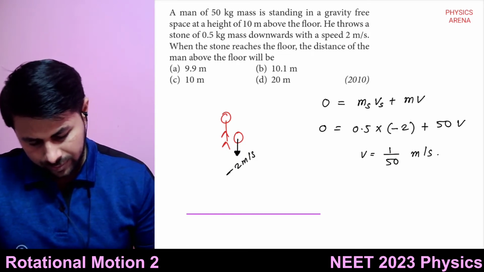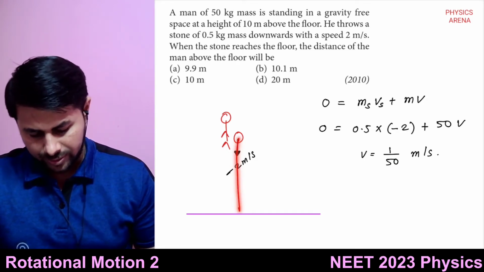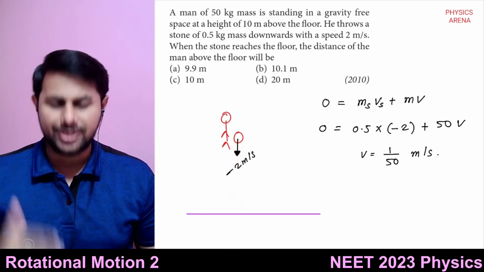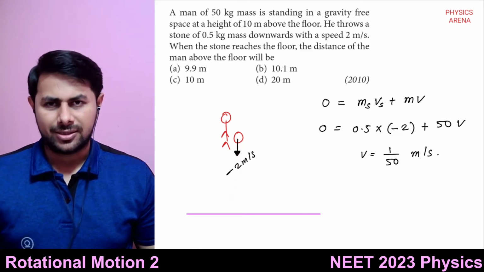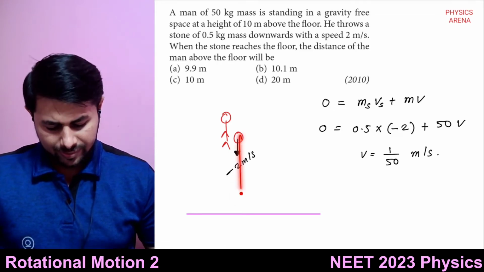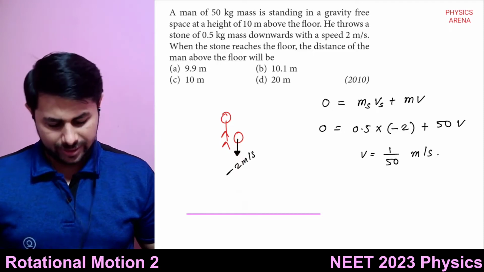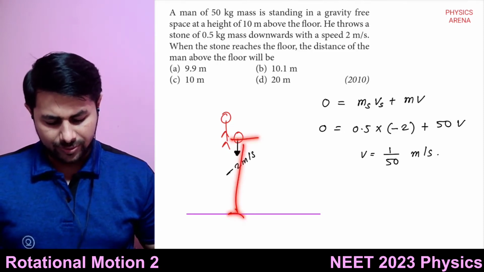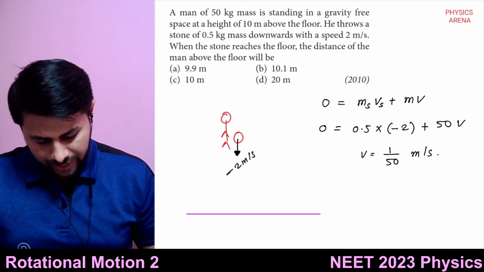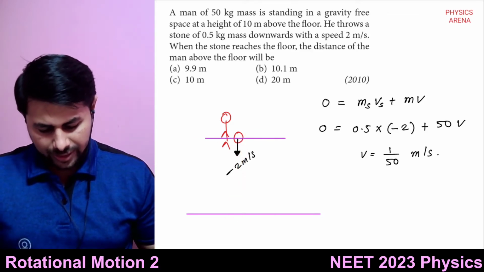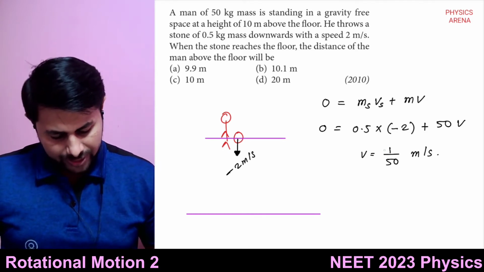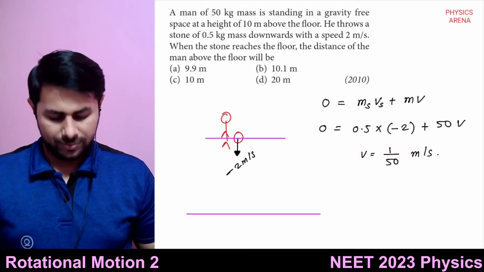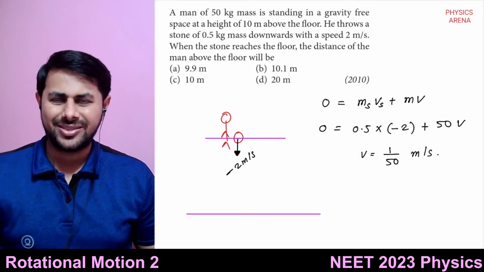So now the stone reaches the ground. The stone is 10 meters above. In how much time will it reach the ground? In 5 seconds, right? Because its speed is 2 meters per second and this distance is 10 meters. So in 5 seconds it will reach the ground. Now the man was here earlier. So with this much velocity, how much distance will he cover? How much distance will he move upwards?